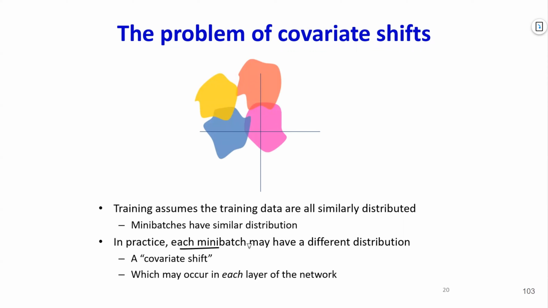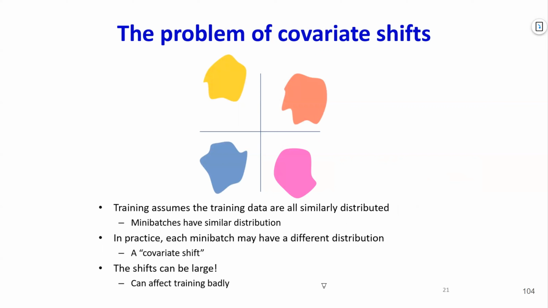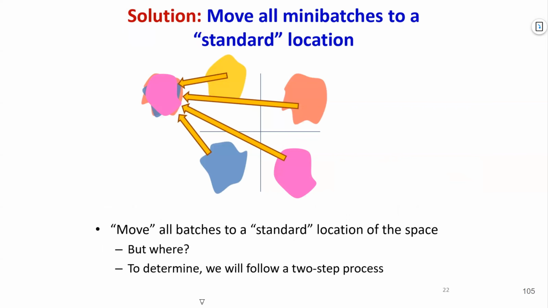Each mini batch may have a different distribution. That's what happens in practice, and that is called a covariate shift. And this could occur not just for the input layer, but also in each layer of the network. What we want to do is standardize the distribution so that the training process becomes more efficient. What we do is move all batches to a standard location of the space.